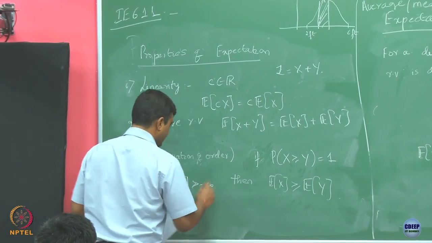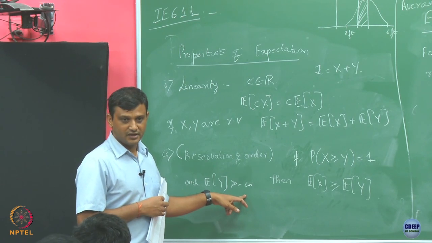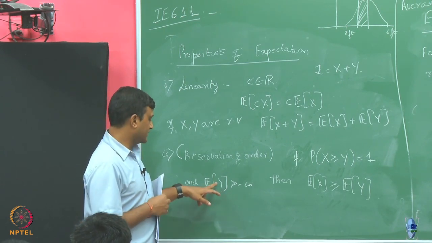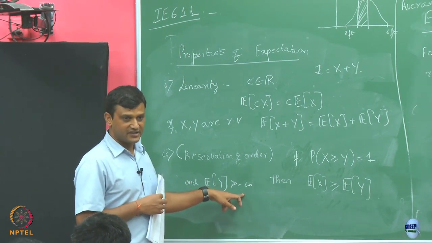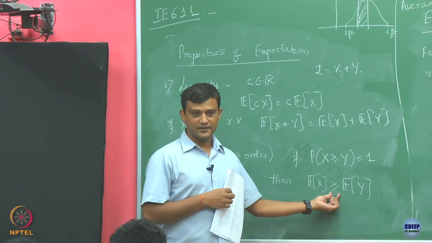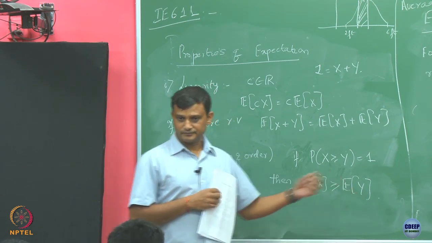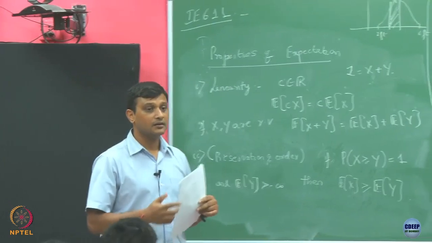We have also assumed that this expectation is strictly greater than minus infinity. This is because if this expectation was not strictly greater than minus infinity, but it is minus infinity, then this trivially holds, because anything is larger than minus infinity.